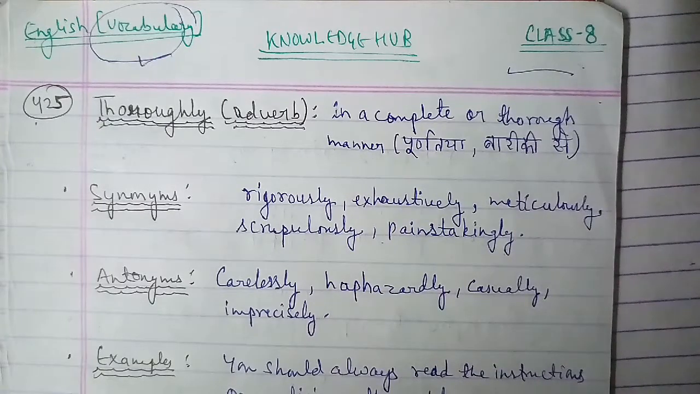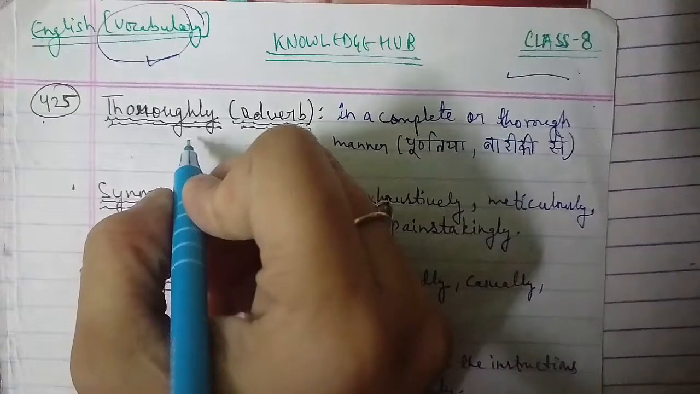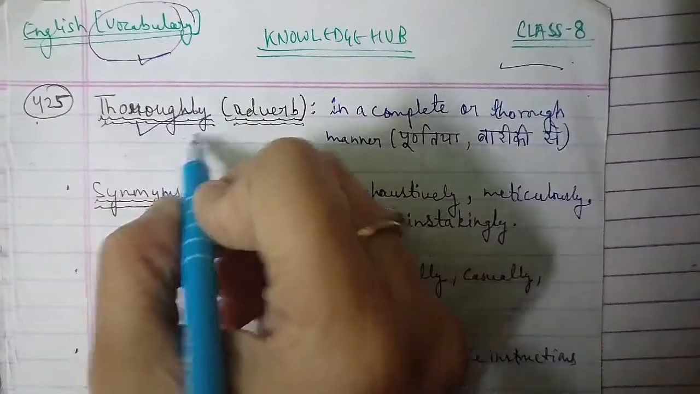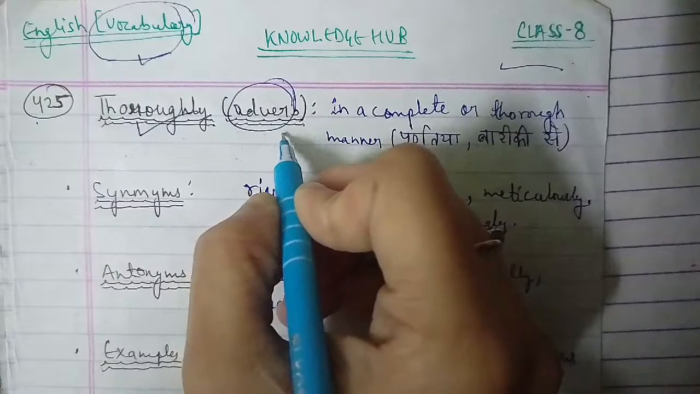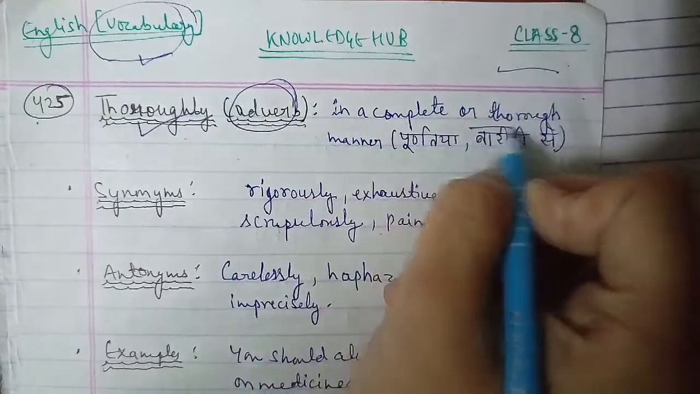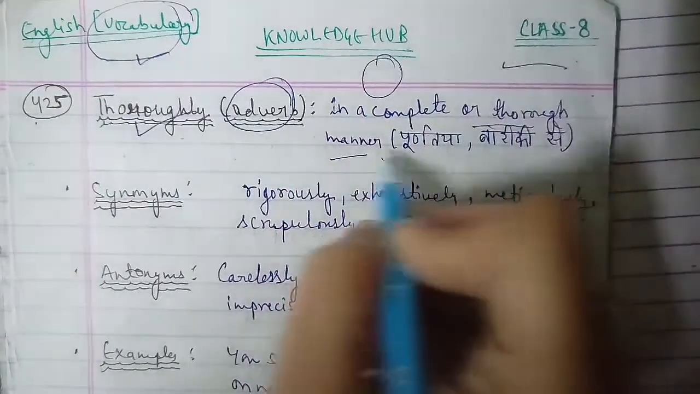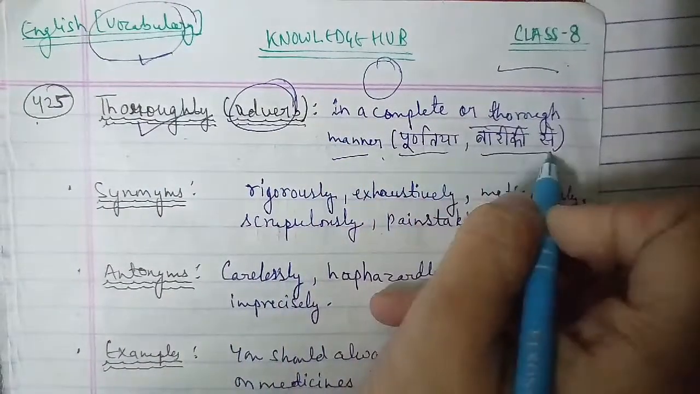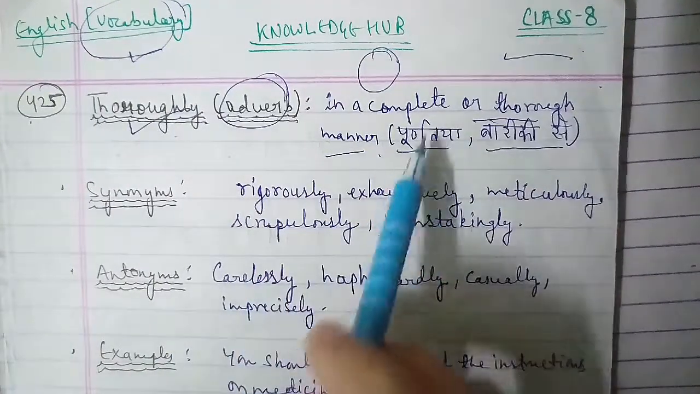Now today we'll start with the first word of this session. The word is 425, and the word is thoroughly. Thoroughly is used as an adverb here, and the meaning of thoroughly is in a complete or thorough manner. एक पूरा complete manner में या फिर thorough manner में, जिसे हम हिंदी में कहते हैं thoroughly means पूर्णतः, बारीकी से, बिल्कुल बारीकी से. Completely, आप कोई चीज़ कर रहे हैं, thorough manner में कर रहे हैं, then that is known as thoroughly, and that is used as the word adverb here.